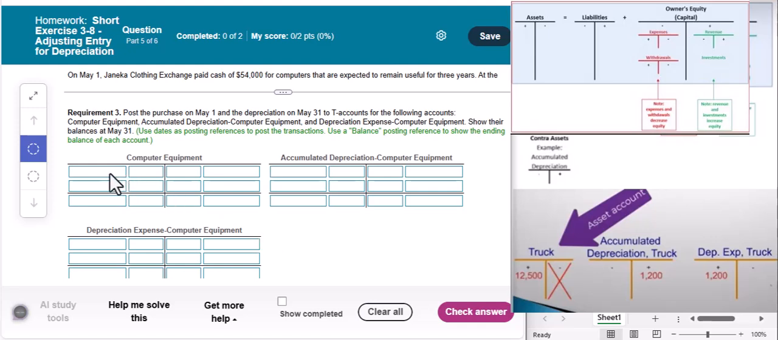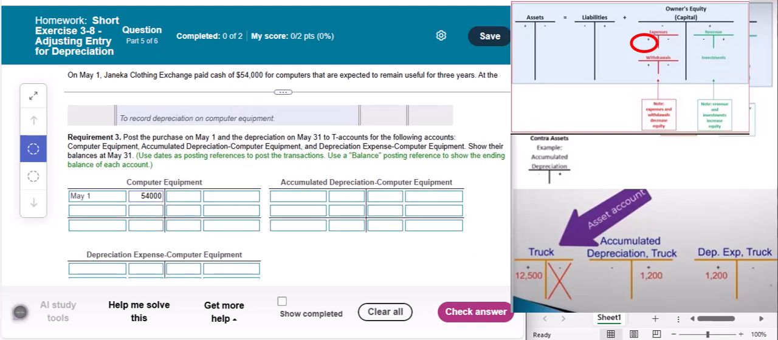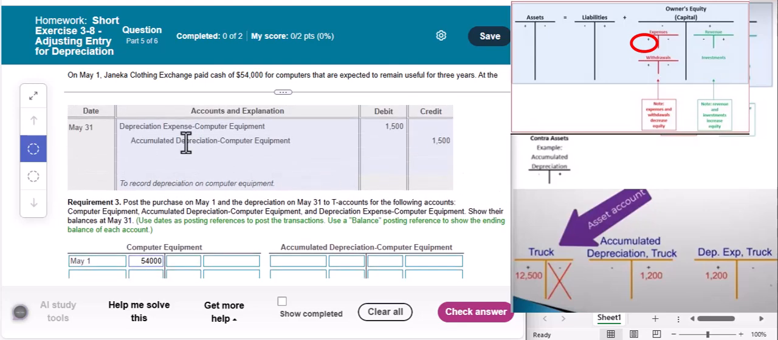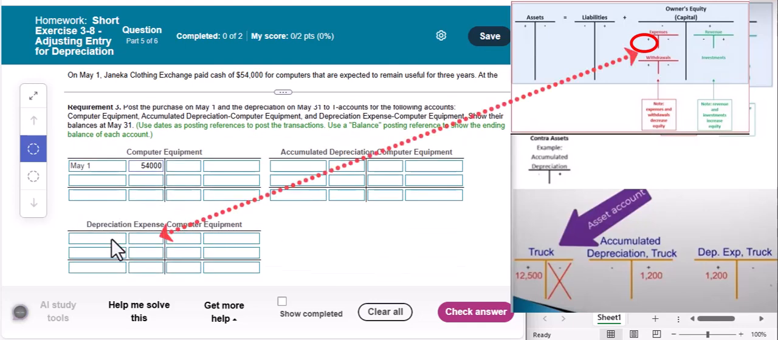So again, computer equipment on May 1st, we increased that by $54,000. So that's posting the purchase, which is the first requirement here. Then we have depreciation on May 31st, which again we recorded above, and we can follow along how we did that in the journal entry. So we had an increased depreciation expense for computer equipment of $1,500 as a debit. And again, that's May 31st as the posting date.